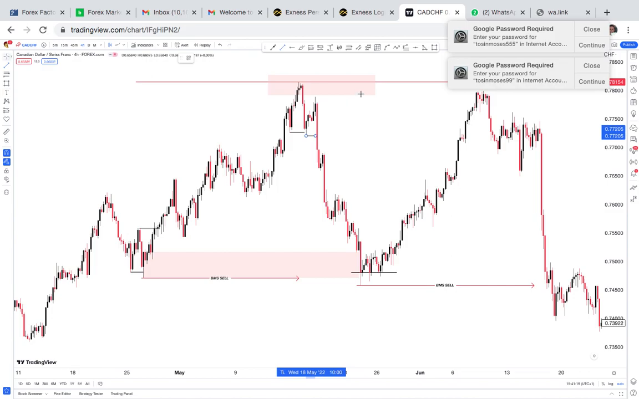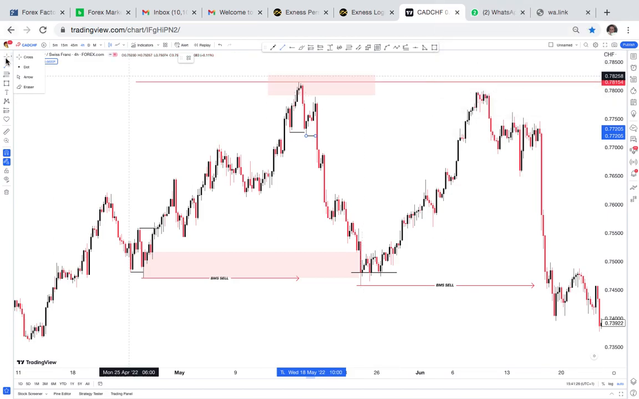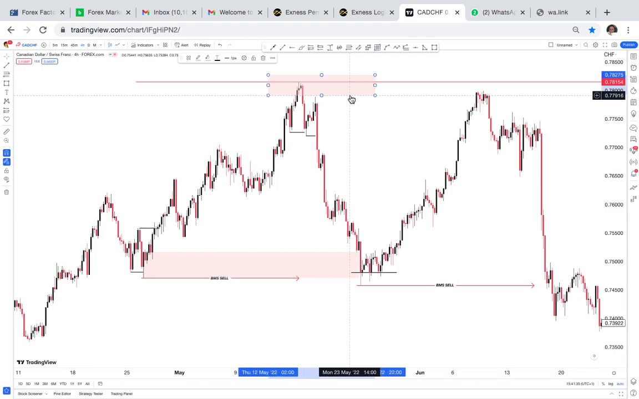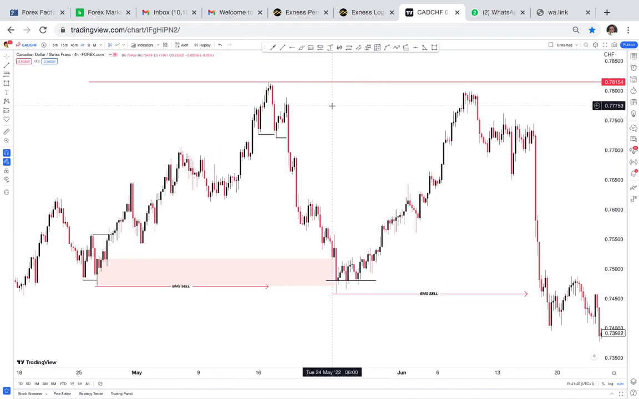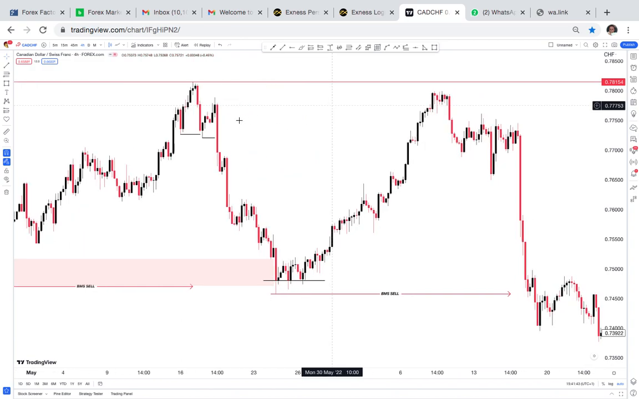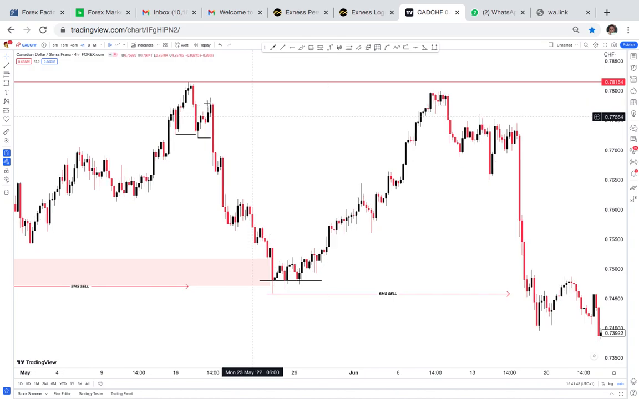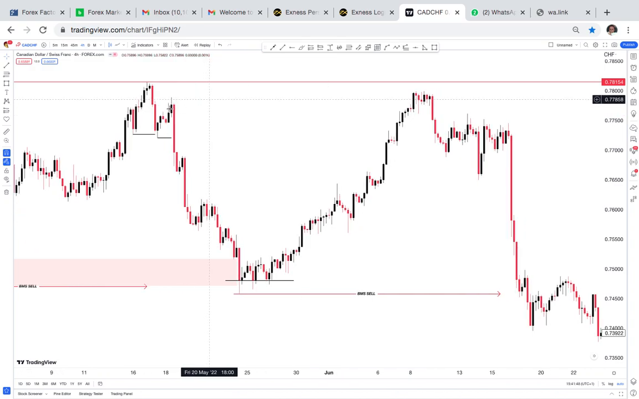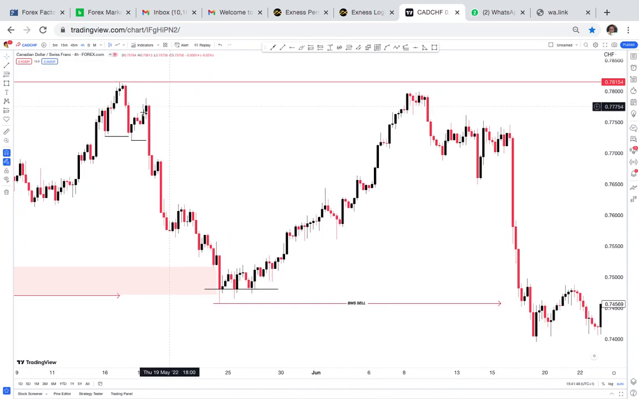So I have this zone to be my coming. So I want to remove this because I've explained that. I have this zone. I have this zone here. This last candle here. This last.